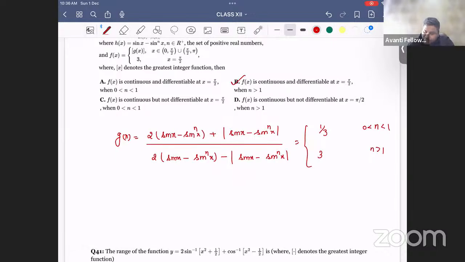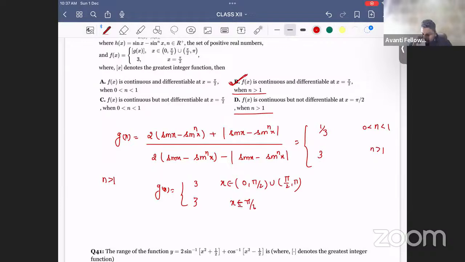Okay, for n, first of all, let's talk about n more than 1 for these options. For n more than 1, g(x) is 3, and the greatest integer is also 3. If x belongs to 0 to pi by 2, union pi by 2 to pi, this is going to be 3. And the rest of it is also 3 at x equals pi by 2. So in that case, g(x) is continuous, and differentiable also.